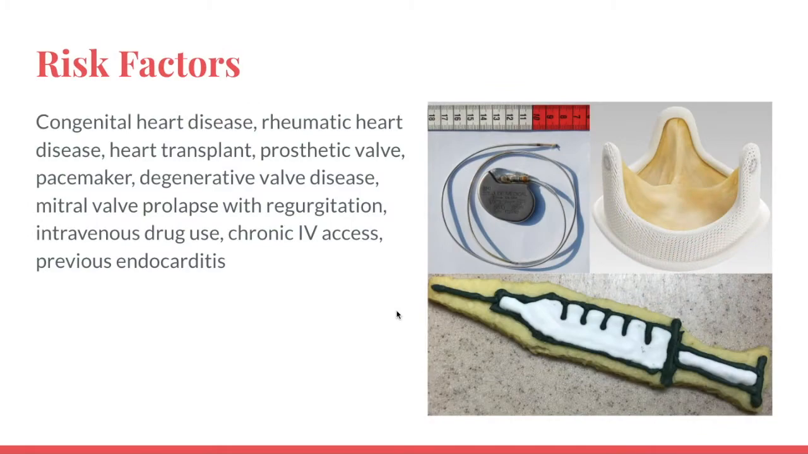There are several risk factors that increase the chances of getting endocarditis, including congenital heart disease, rheumatic heart disease, having a heart transplant, having a prosthetic valve, which you can see in the image on the top right, having a pacemaker attached to one's heart, seen to the left of the prosthetic valve, degenerative valve disease, and mitral valve prolapse with regurgitation, which is an important distinction because there can be mitral valve prolapse without regurgitation. Chronic IV access can also increase the chances of getting endocarditis, as well as previously having endocarditis.